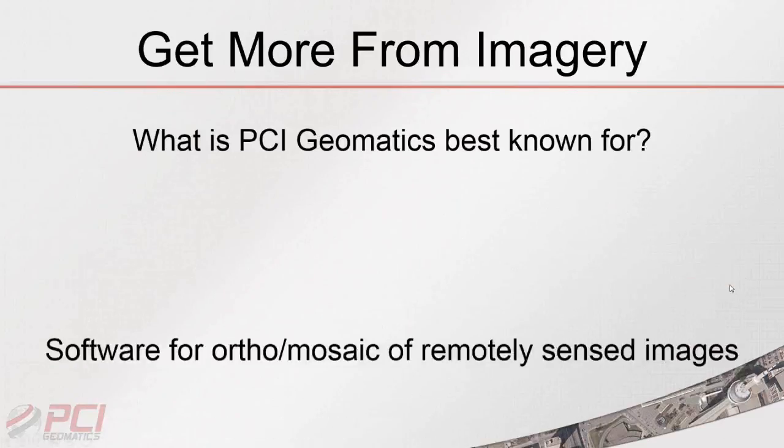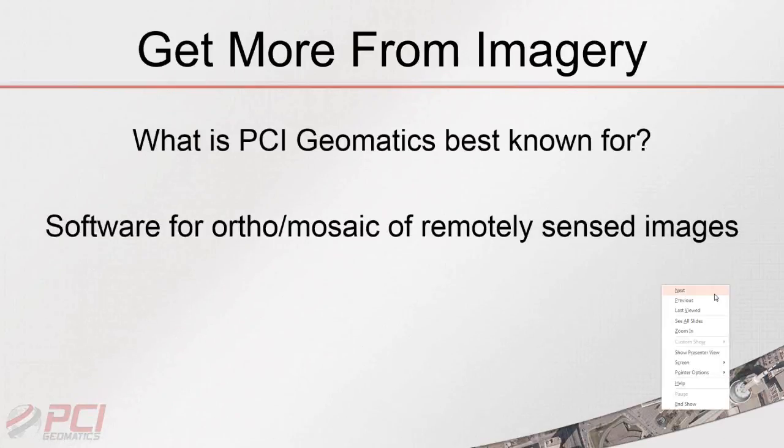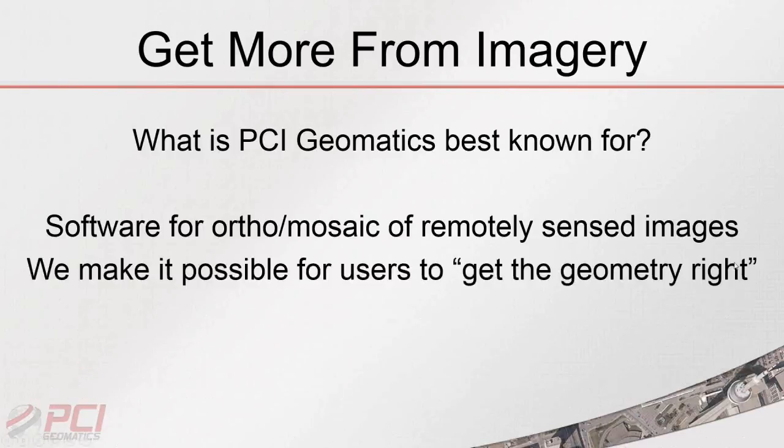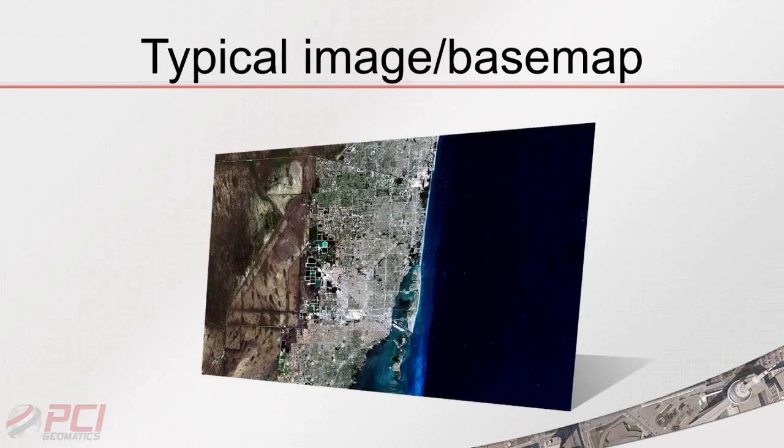So what are we best known for at PCI Geomatics? We're quite famous, I guess, if you will, or most known for providing software for ortho and mosaicing of remotely sensed data, primarily satellite and air photo and radar as well. We make it possible for users to get the geometry right. What we're really famous for is making base maps.